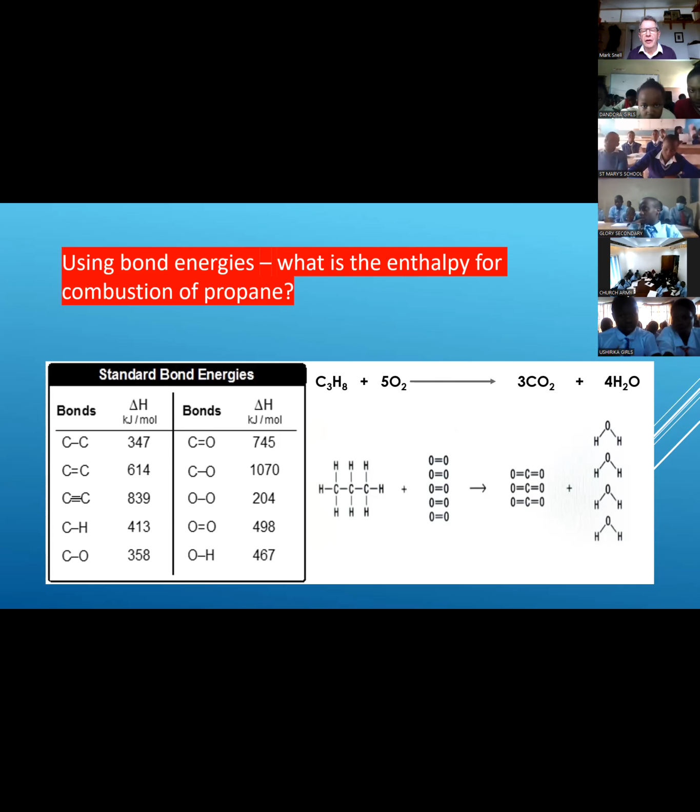So for those of you who were not here before, you have to total all the bonds on the left, and they will be positive. And then you total all the bonds on the right, and they will be negative, and then you add those two numbers together. Have a go. See if you can do it. It would be good to see if you can do it. Anybody can have a go. Every school here can do this, I think.